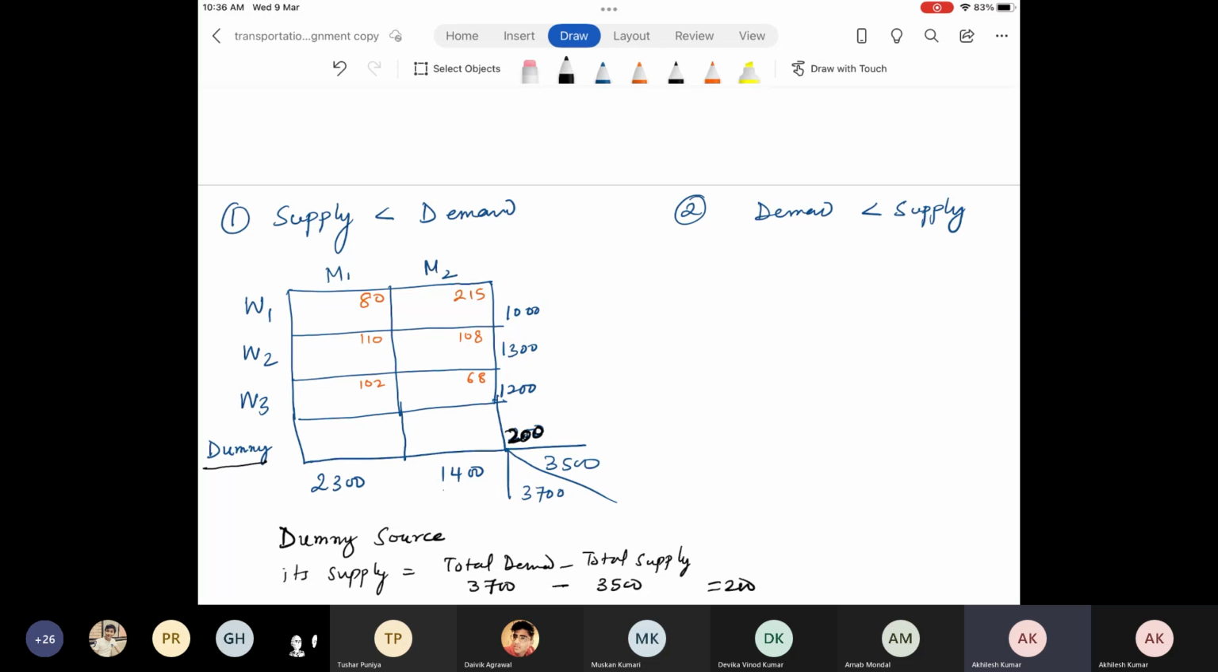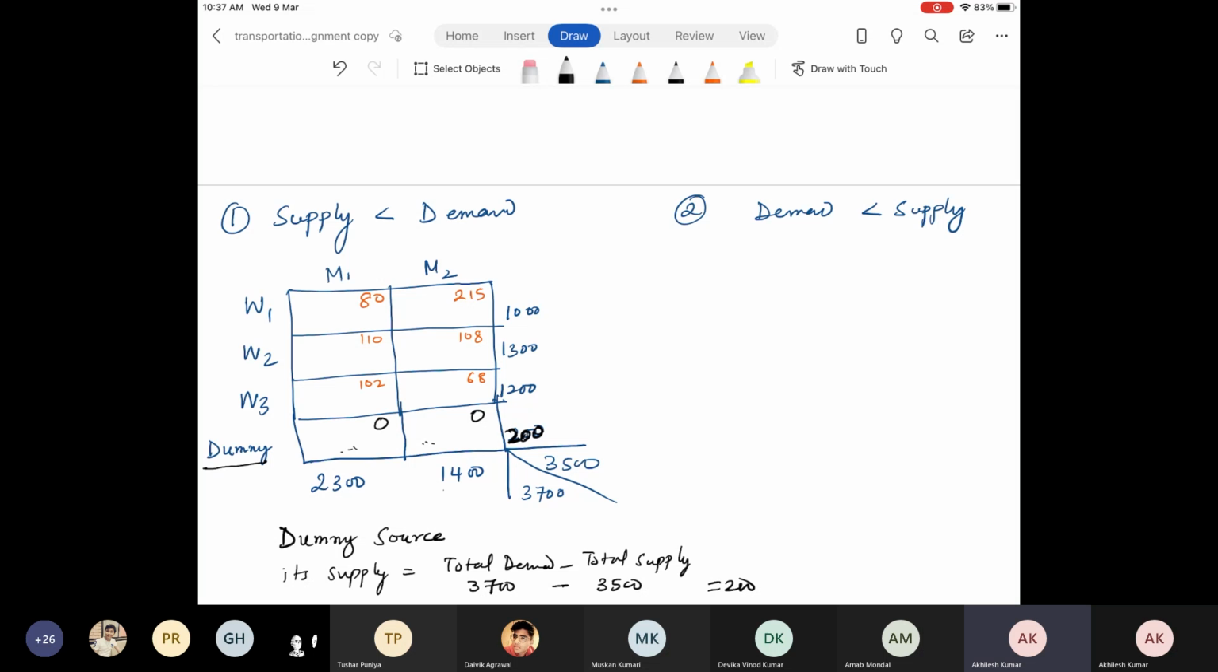There will be shortage, but when we are looking at the problem, we do not know which market I will not supply everything. To know that, we have to give this 200. And the cost factor for these two will be equal to 0. The reason being, I want this 200 to be allocated to one of these so that I know this much of demand I will not be able to fulfill for that market. So that's why I will put cost as 0.